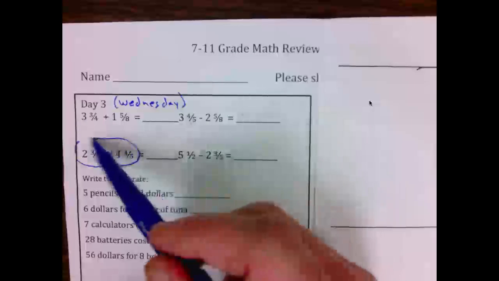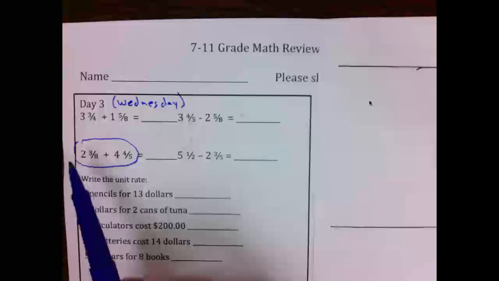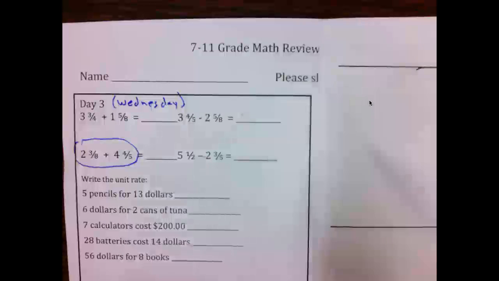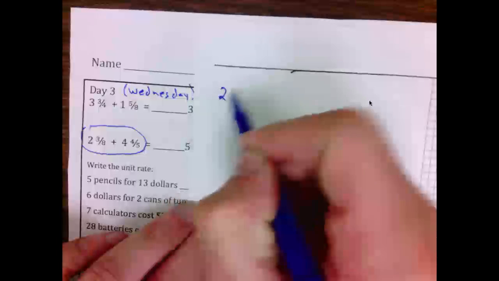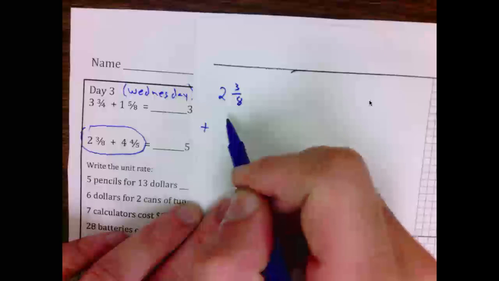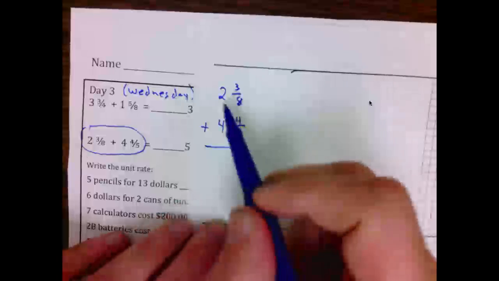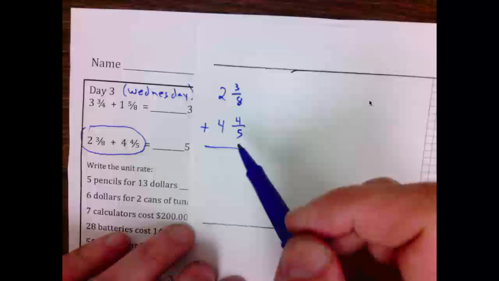Okay. When we are considering adding mixed numbers, oftentimes it is easier to add the whole part and then add the fractional part. And I will show that here. Alright. I'm adding 2 3/8 plus 4 4/5. Okay, I'm going to add my whole part, then add my fractional part, and then there may be one final addition in the end.